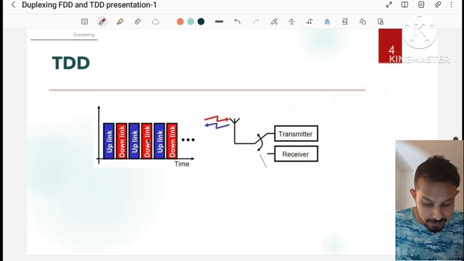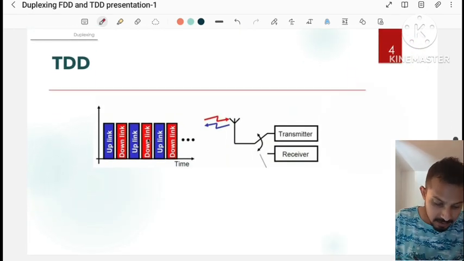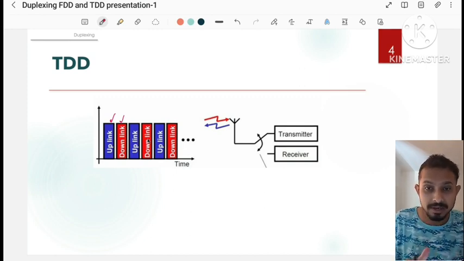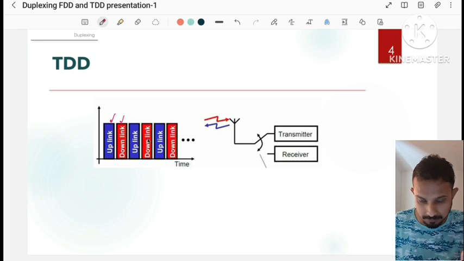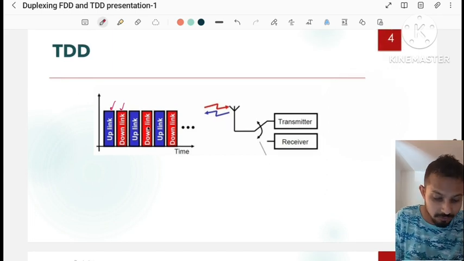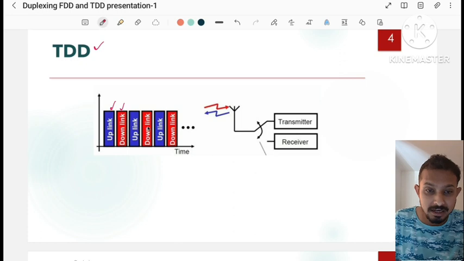The next is time division duplexing. In time division duplexing, the uplink and the downlink happen at the same frequency but at different times. There was always a discussion about whether there is any way that we can use the advantages of time division duplexing and frequency division duplexing together.